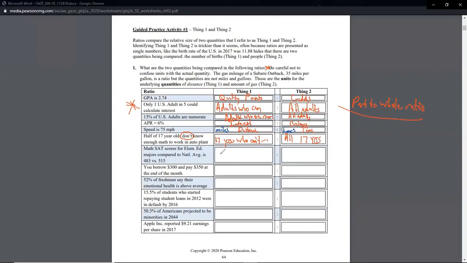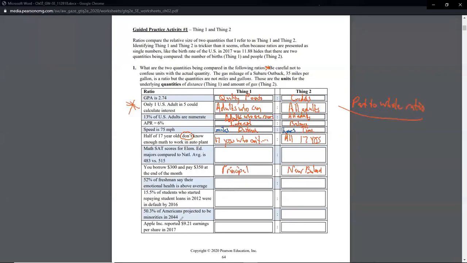I'm going to skip a couple of these. I might leave them for discussion boards. Again, I'm making that decision at the end of class, so don't leave early, or come back and watch later. We're going to skip this one. You borrow 300 and you pay 350. This one will be principal to new balance, the 350 being the new balance, the 300 being what you borrowed, the principal. These finance ones, I just wanted to get out of the way. 52% we're going to skip. 15.5 we're going to skip. The 50.3 we're going to skip. The last one we're going to do.